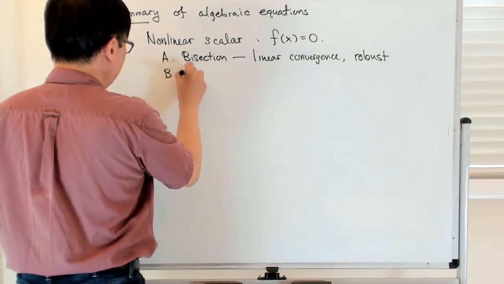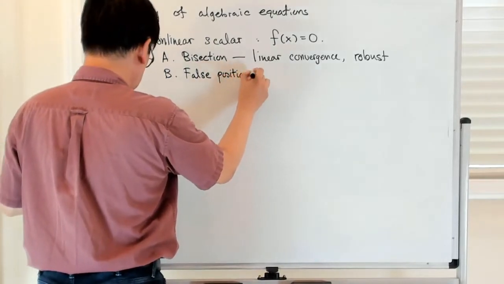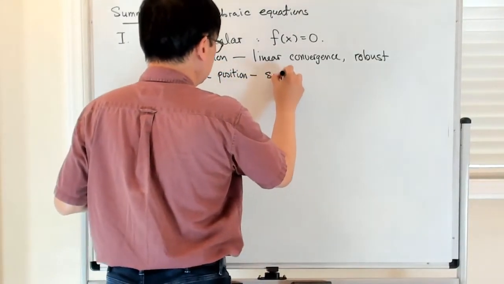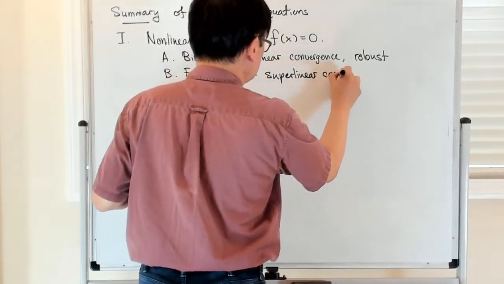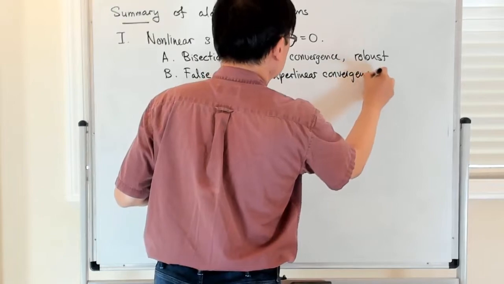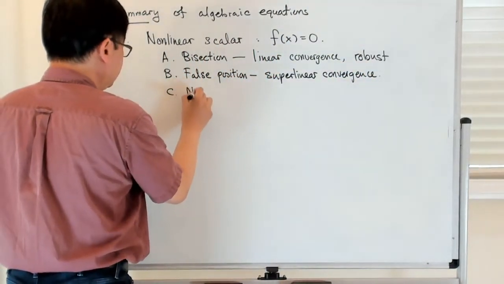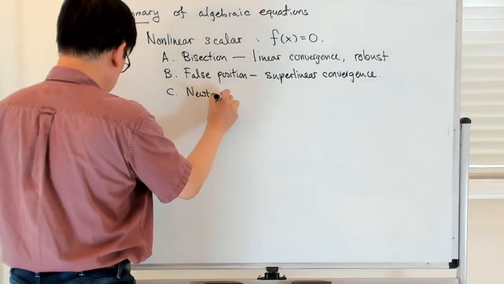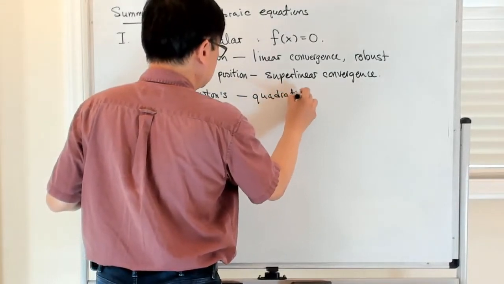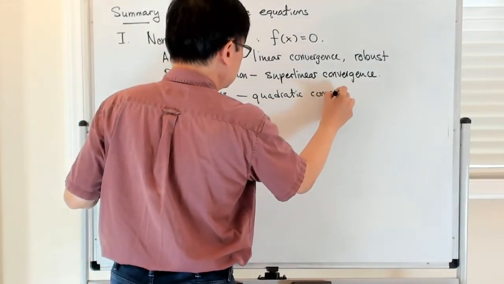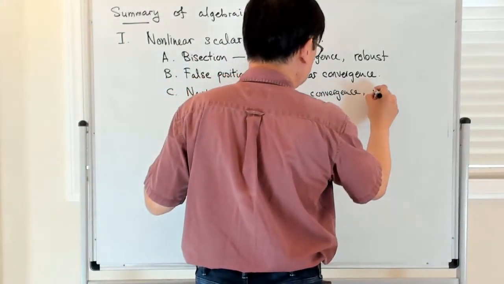The second method is the method of false position. And in general, you have superlinear convergence. Then the third method we saw was Newton's method, which has a quadratic rate of convergence. But you need a good guess.